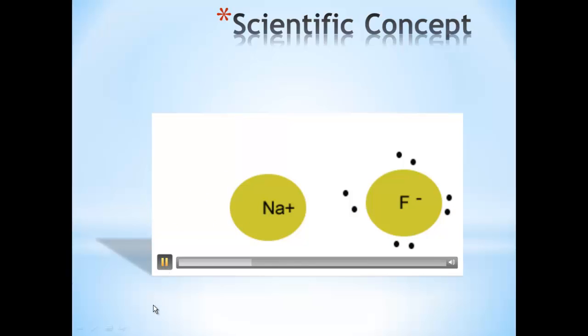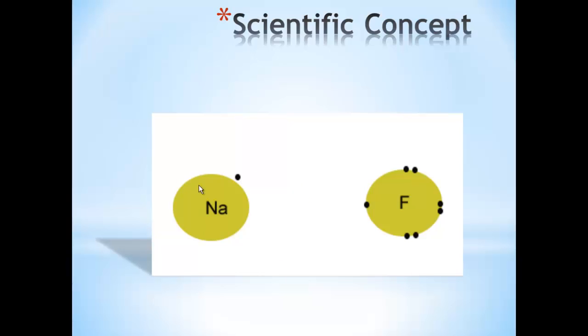Now, fluorine has 8 valence electrons. And here's the 8th electron. This electron is going to fluorine because fluorine has high electronegativity. Fluorine is high.